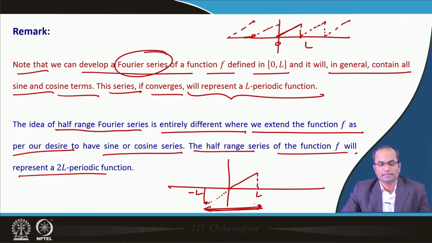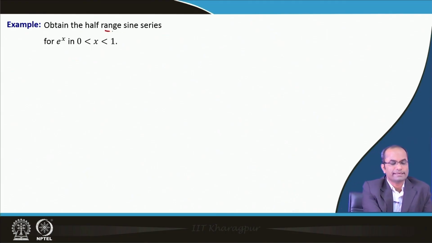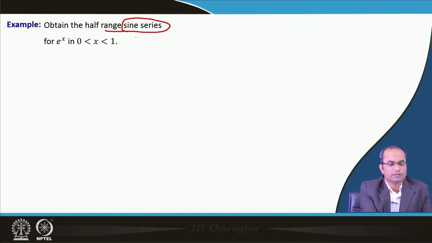So, I think the idea is clear with this remark. So, we can proceed further. We want to obtain, for instance, the half range sine series. So, here the objective is to have the sine series. We could also get the cosine series. But let us go with the sine series first.